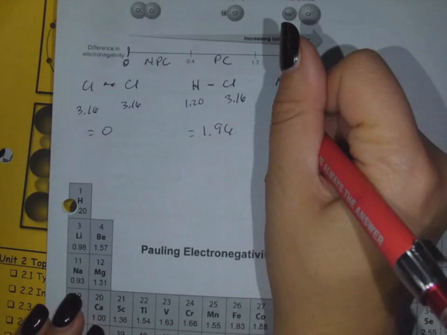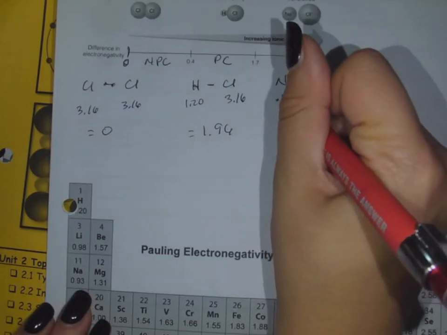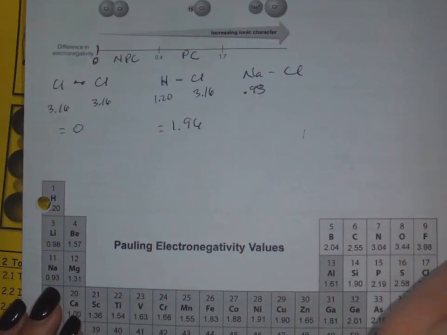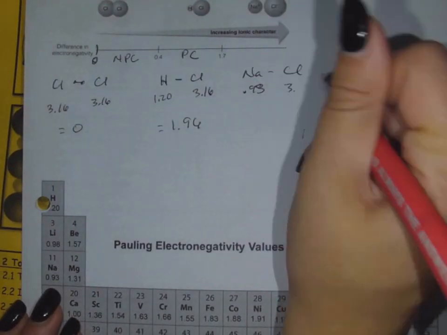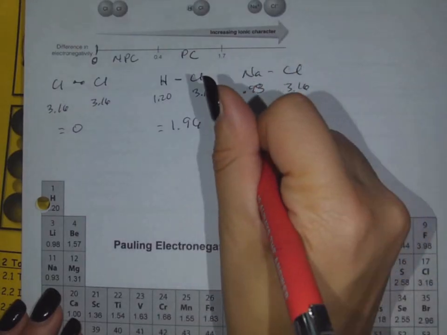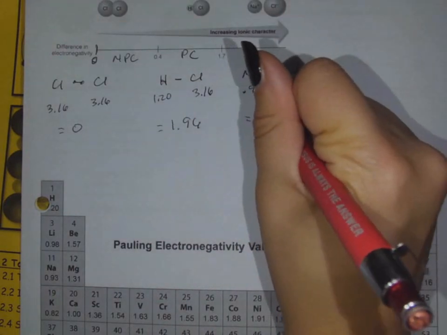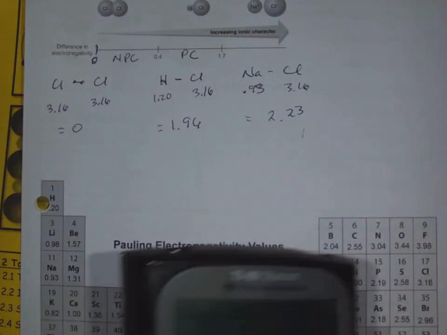Sodium's electronegativity is 0.93. It's not really strong. It's rather weak. And chlorine, like we said, is 3.16. And if I do the difference in electronegativity here, I get 2.23. Okay?